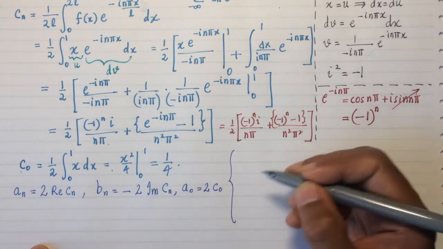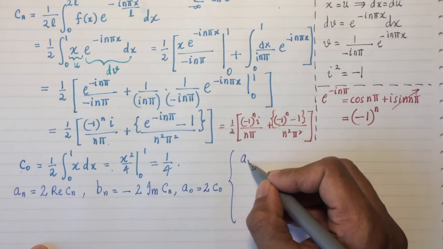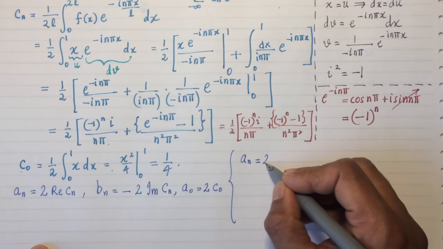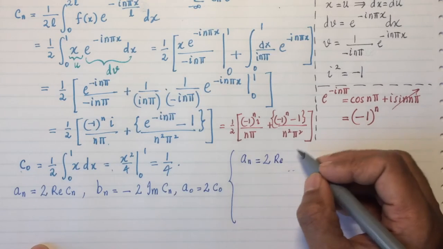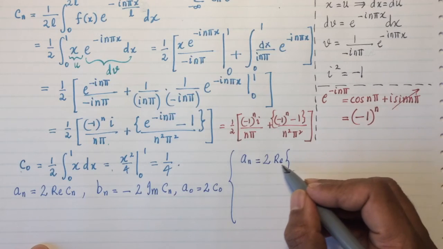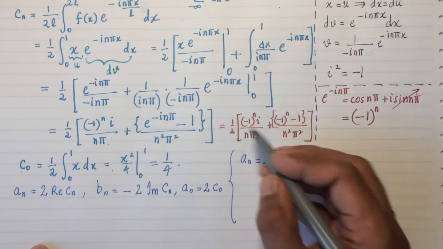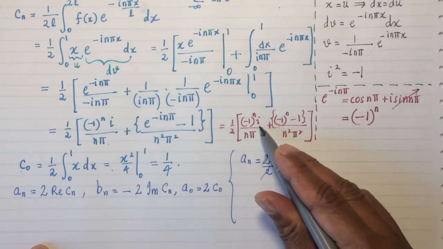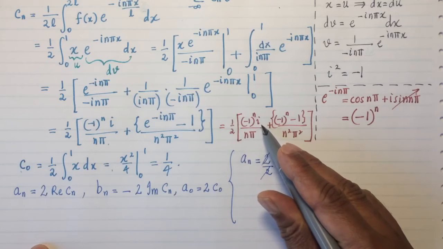For example, let's see what An is going to be. And for Bn, I'll refer you to the notes. So it's going to be 2 times the real part of all this up here. Well, that half I'll bring outside, so it'll cancel immediately. The real part of -1 to the power n times I, well, that is just going to be 0.